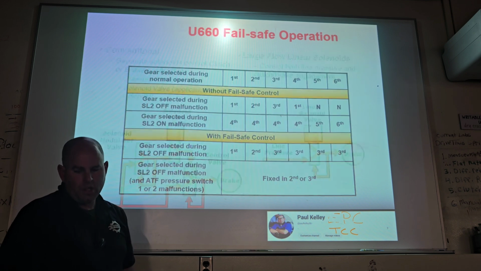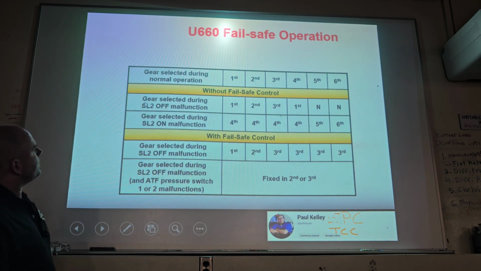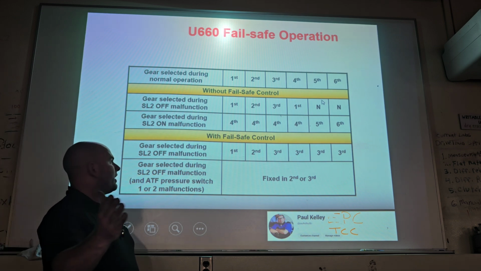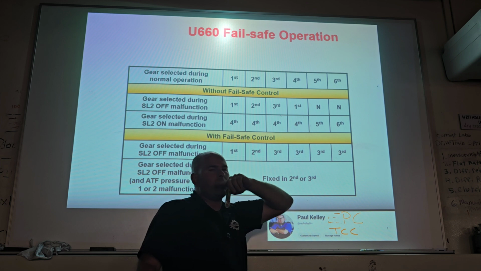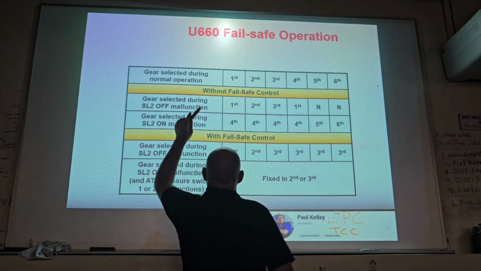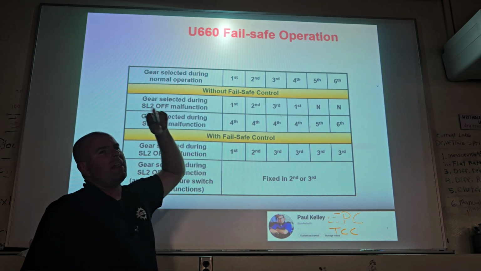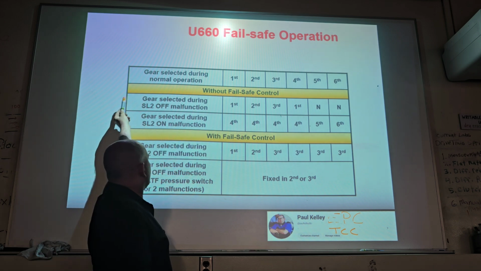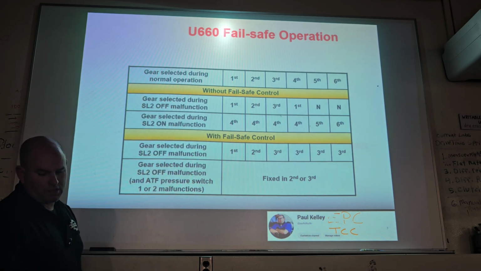More simple. Now the U660, if we were to have, let's say, SL2 off, that would do first, second, third, first, neutral, neutral, but because it goes into failsafe, instead it gives you fourth, fourth, fourth, fourth, fifth, sixth. Make sense? So naturally, this car would be undrivable. But because it can monitor that particular failure, it can go ahead and give us this. Cool. So that's really just the point there.